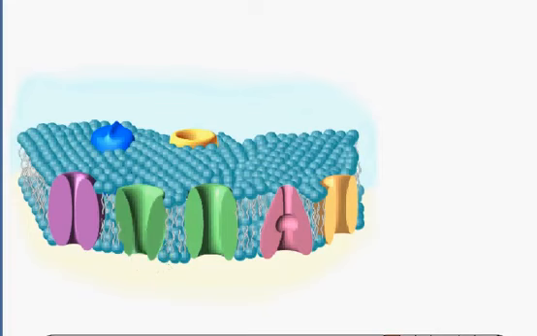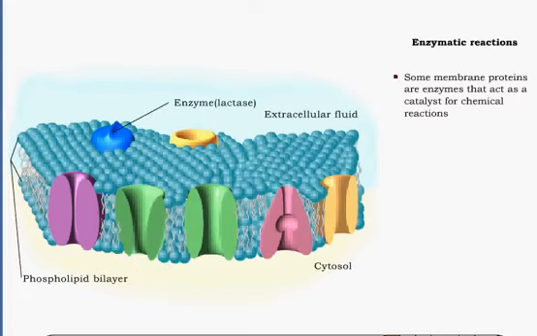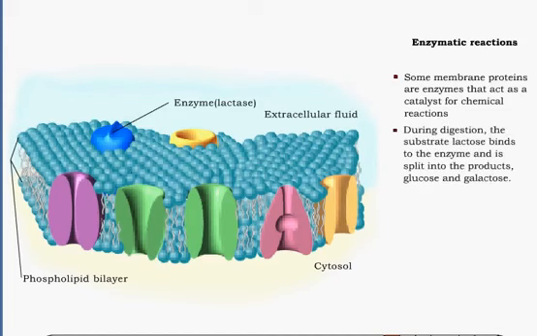Both plasma and organelle membrane surfaces contain enzymes, another type of membrane protein. As such, membranes are active sites for chemical reactions. For example, during the process of digestion, the enzyme lactase binds to the lactose substrate and splits it into two usable products.